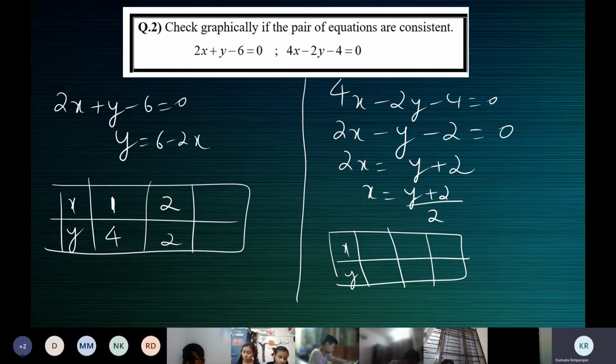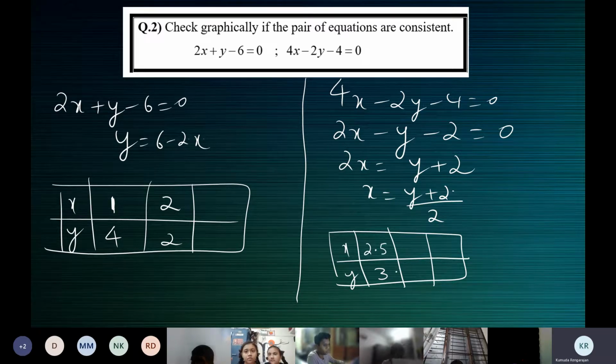And here, children, Sneha, Harini, for what will you give values here? For y, you should give values. Give me one value for y. Harini. 3, ma'am. Okay, but when you take 3, what do you get? 3 plus 2 by 2, 2.5. So Harini said y is 3. 3 plus 2, 5. 5 by 2, 2.5.